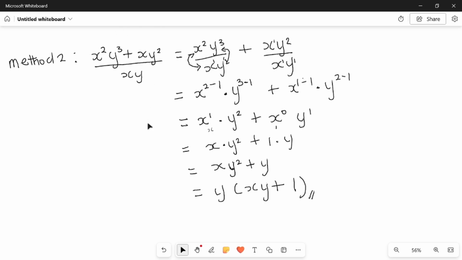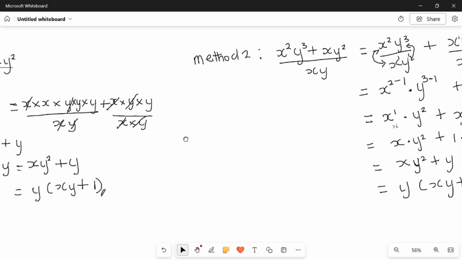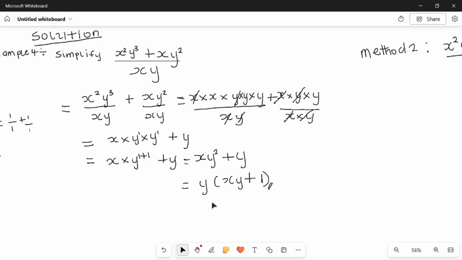So let's check our answers. See the answer, y into xy plus 1, right? Or this, if you want to keep it here without simplifying. Let's check the first method. The same thing, y into xy plus 1, or this.